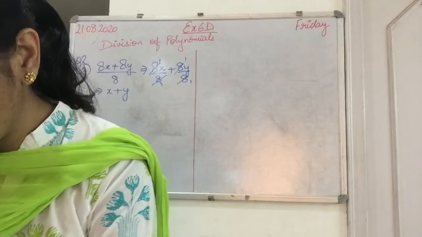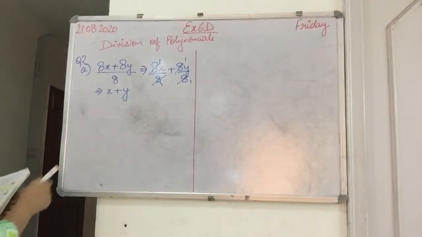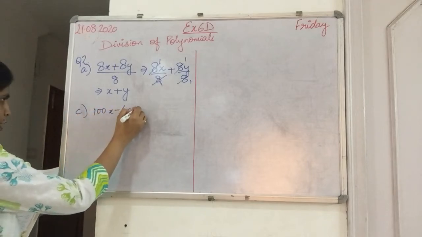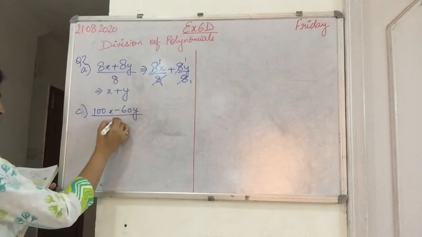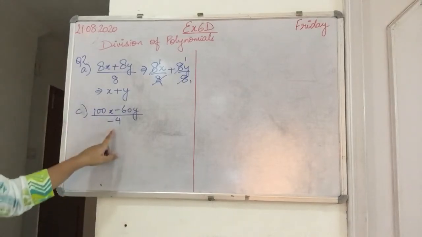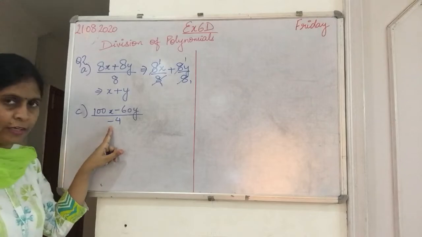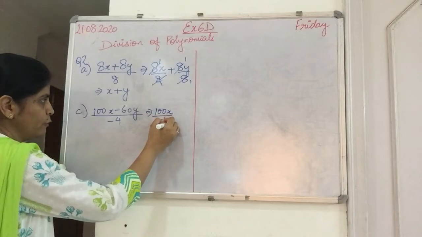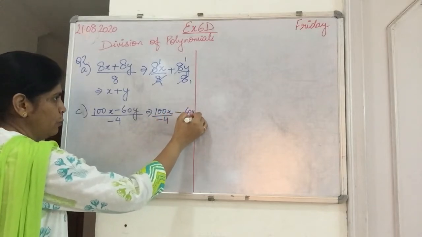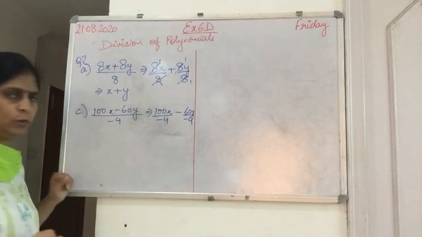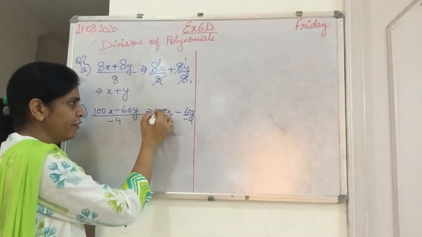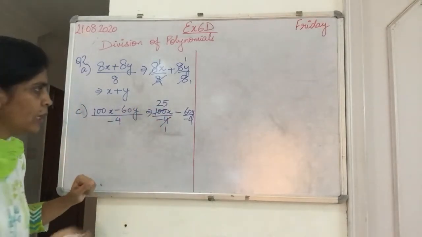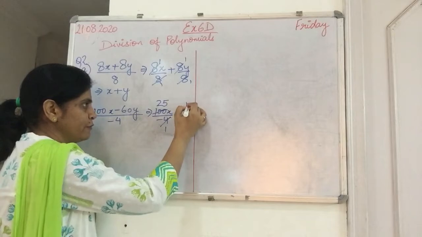Now let me do the C part of it. 100x minus 60y upon minus 4. Now you can see again it is a monomial, but with a negative sign. So we write it in this way: 100x upon minus 4 minus 60y upon minus 4. Yes, let's do the cancellation. 100 and 4 will become 25 in 4's table. 100 comes 25 times and in 4's table 60 comes 15 times.